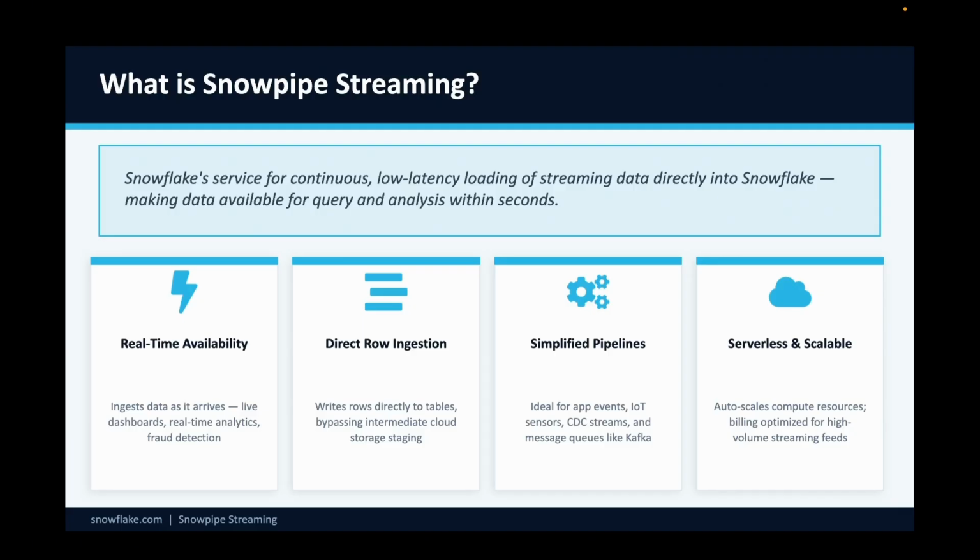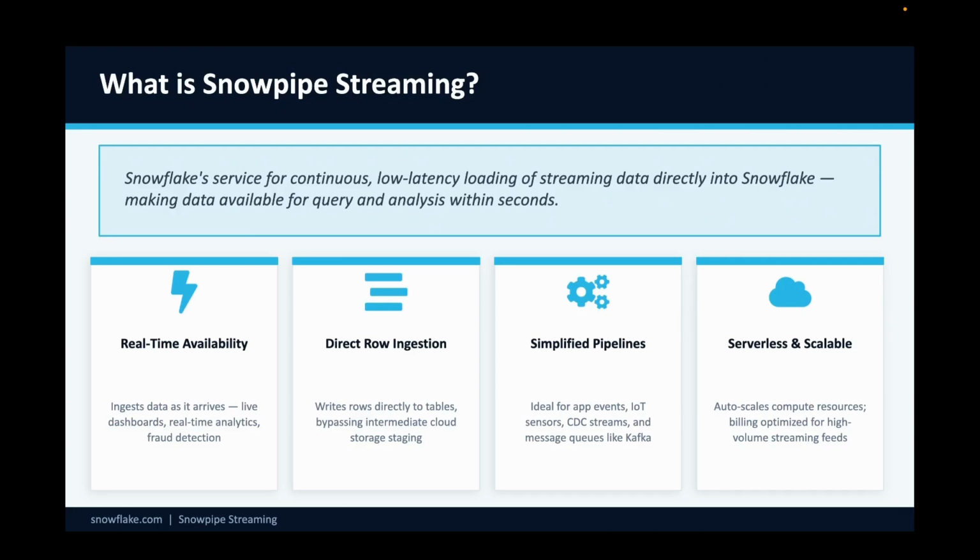Let's elaborate more on each feature. Real-time availability: ingest data as it arrives, provide live dashboards, and generate real-time analytics such as fraud detection. Direct row ingestion: writes rows directly to tables, bypassing the intermediate cloud storage staging. Simplified pipelines: ideal for application events, IoT sensors, CDC streams, and message queues like Kafka.